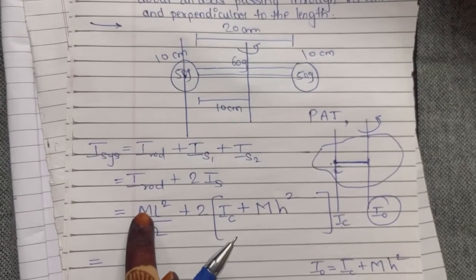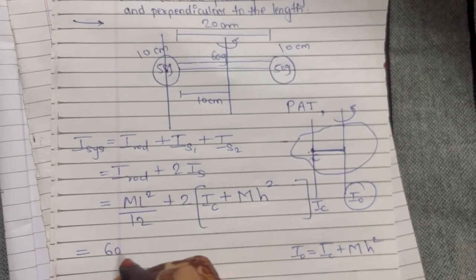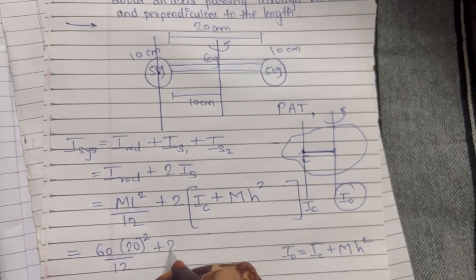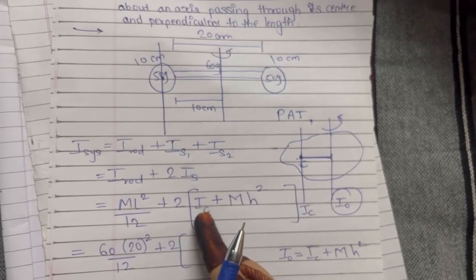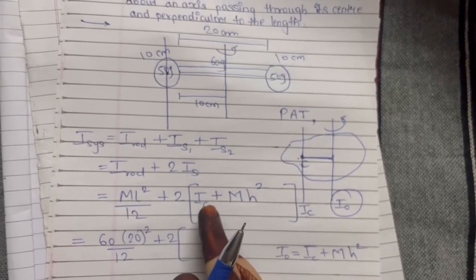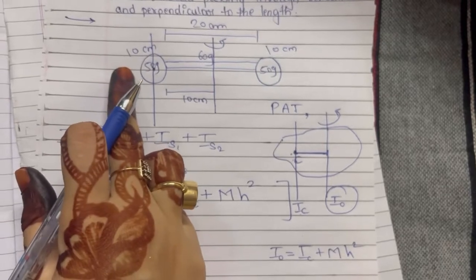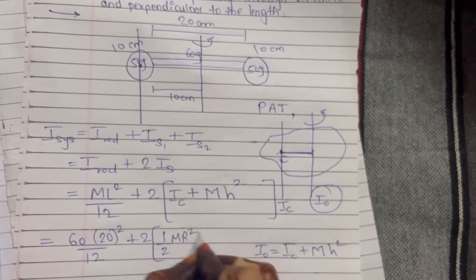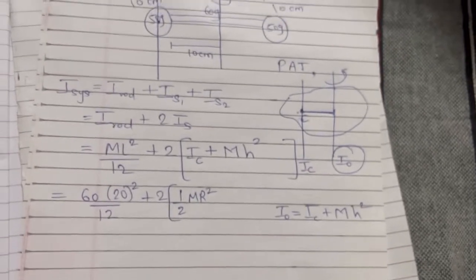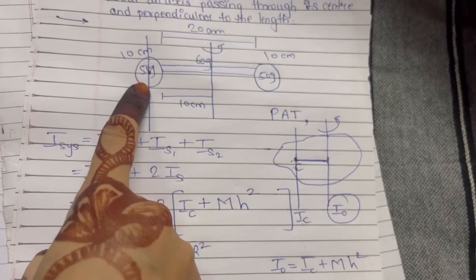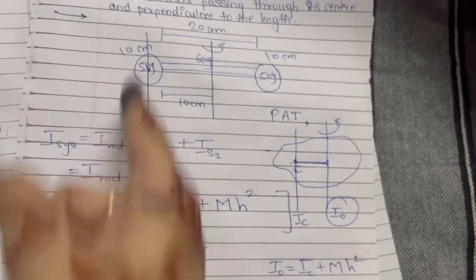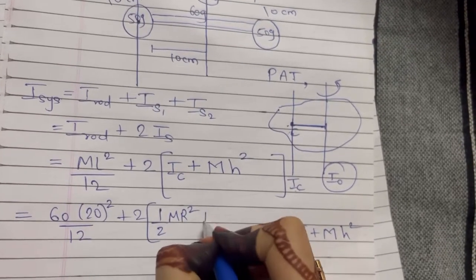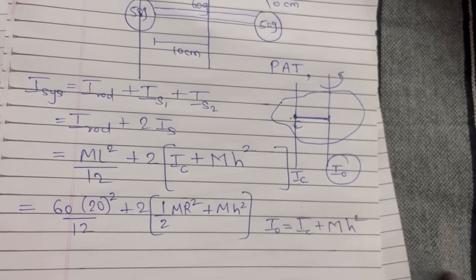Now here the mass of the rod is 60 gram, and the length of the rod is 20 centimeter. The moment of inertia for the sphere along the central axis is given by the formula half mr square. If you see in the formula section, for the sphere, the moment of inertia along the axis is half mr square plus m h square.